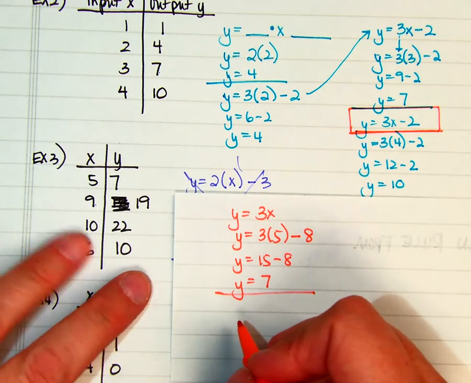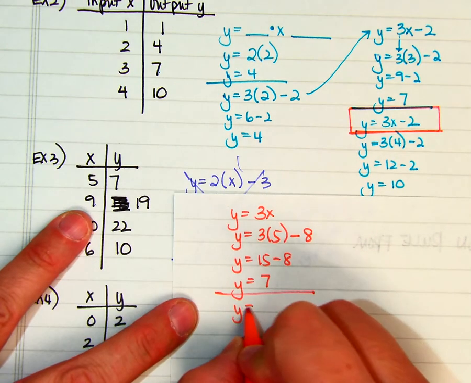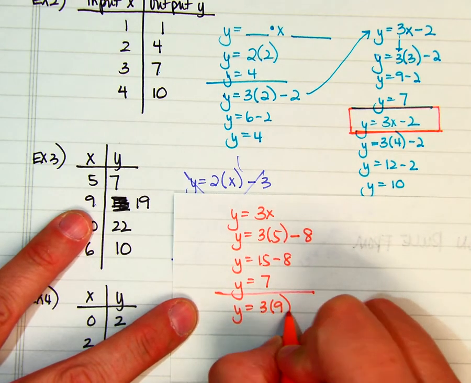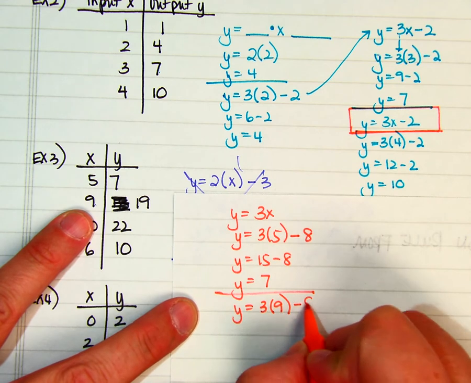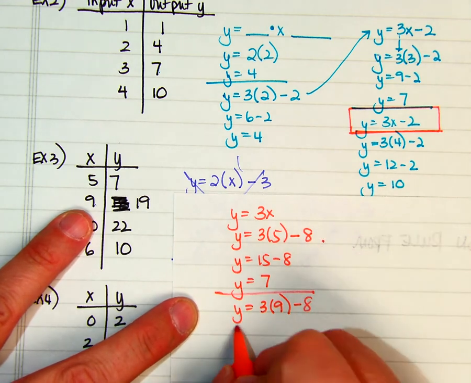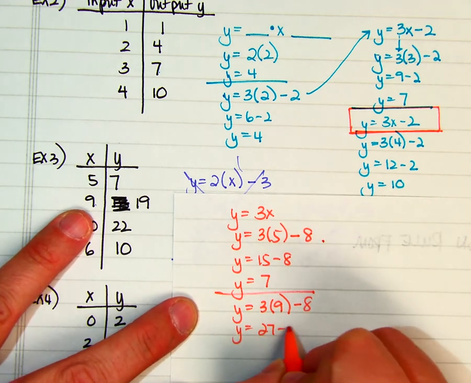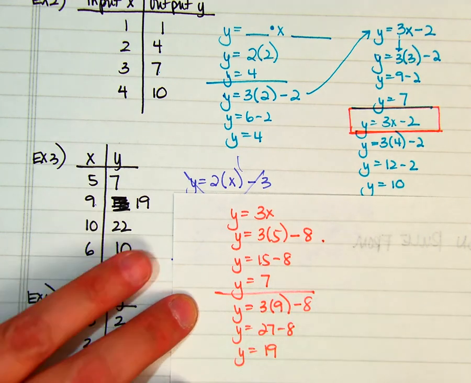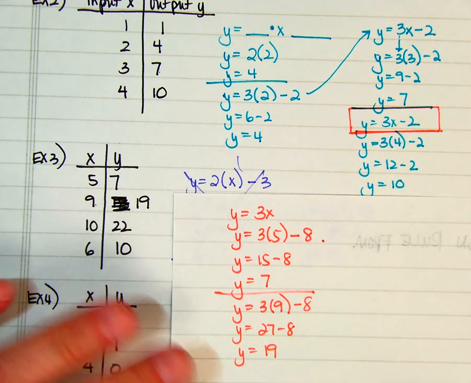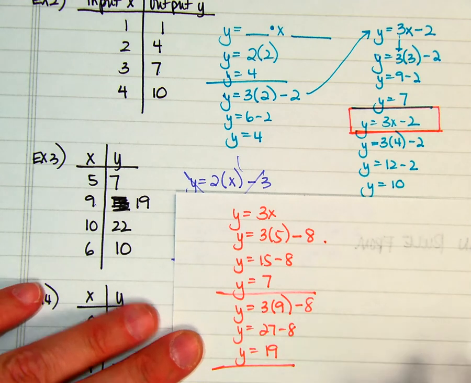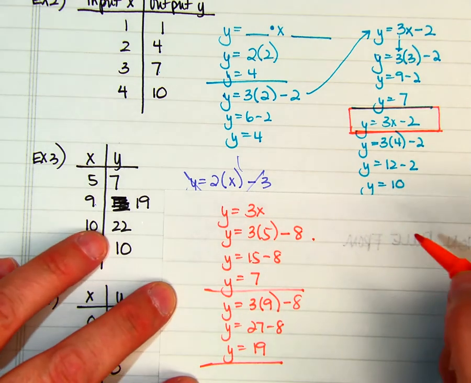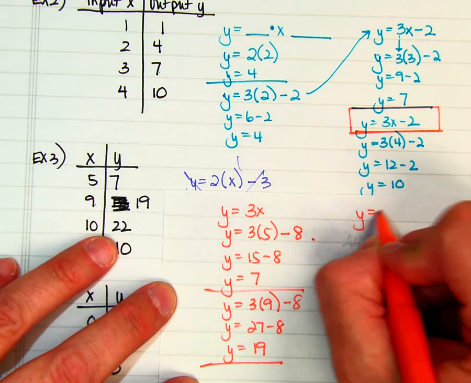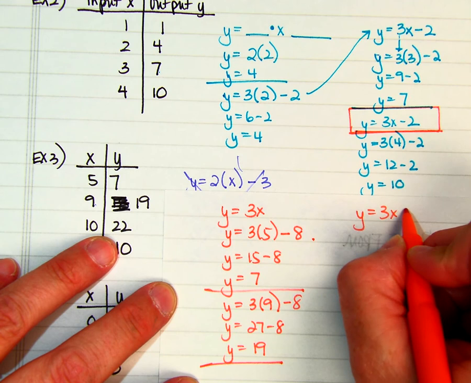So my input of 9, so y equals 3 times my 9. Subtract 8, because that's what I did up here. I get y equals 27 minus 8, so y equals 19. Well, that's what I'm looking for, so looking good so far. Let's try it for the 10 and the 22. So again, this is what I'm looking at for my rule.